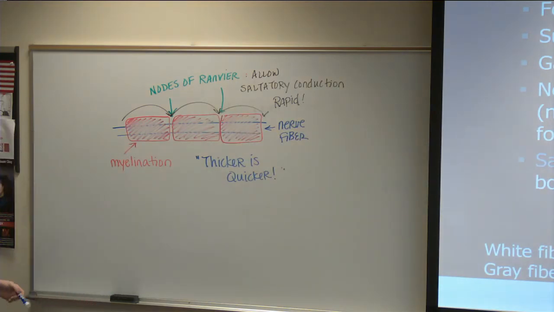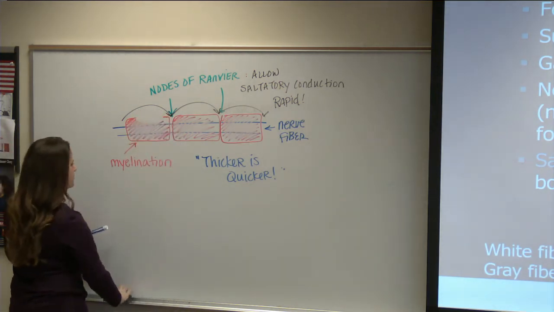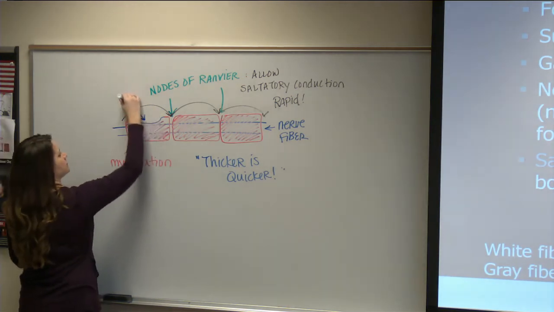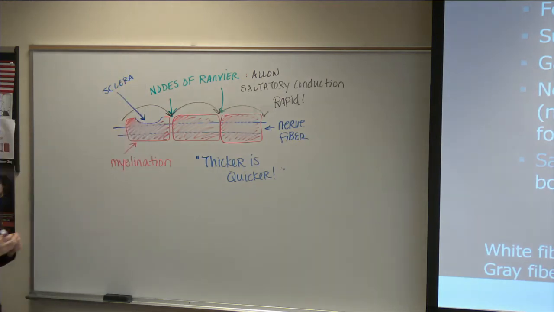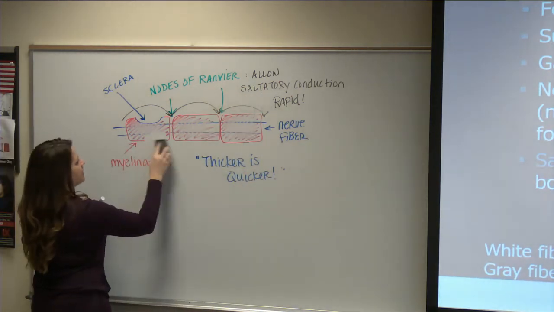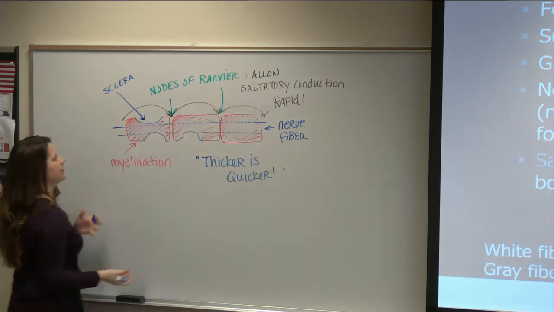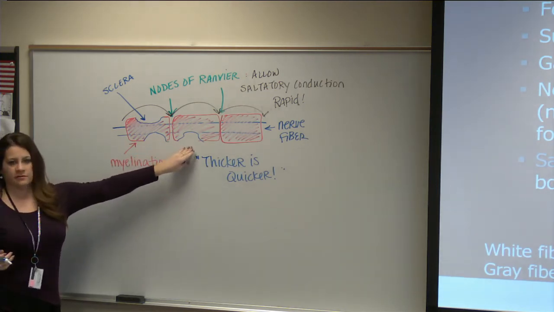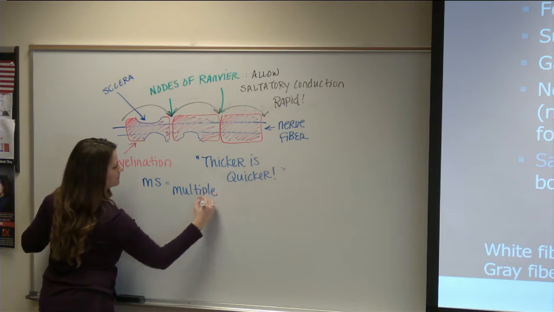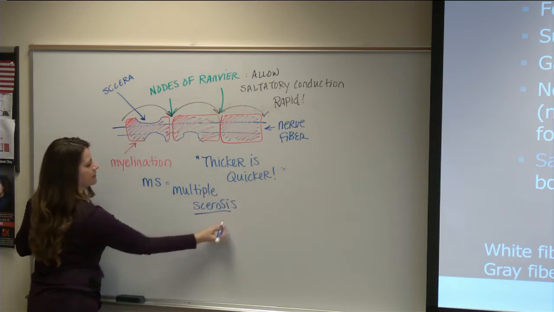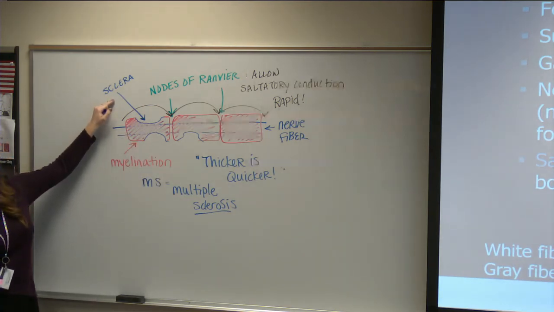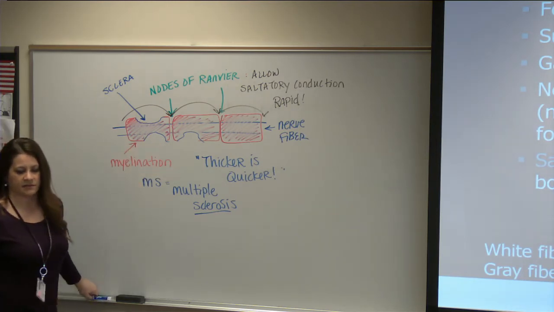Now there is a condition you can have if there's breakdown of this. Let's say this is starting to break down, and when it breaks down, it forms a scar, which is referred to as a sclera, and that's going to interfere with transmission of this information. If this happens lots of times, we can put some more here. If you have lots of them, you have what we would call multiple sclera. This condition is called MS, which is multiple sclerosis. Of course I forgot the L. Multiple sclerosis is because there's multiple sclera. So that would be MS, when you have breakdown of that myelin sheath.